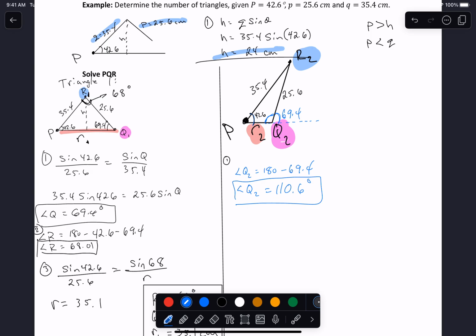Is there a short way to do the top angle too? 180 minus. That part's the same, right? Same as step 2 in the other one. I'm gonna go 180. Here, I'll write it down. Angle R2 is gonna equal the 180 minus the 110.6 minus the 42.6 that's in the question. So angle R2 should equal 26.8.